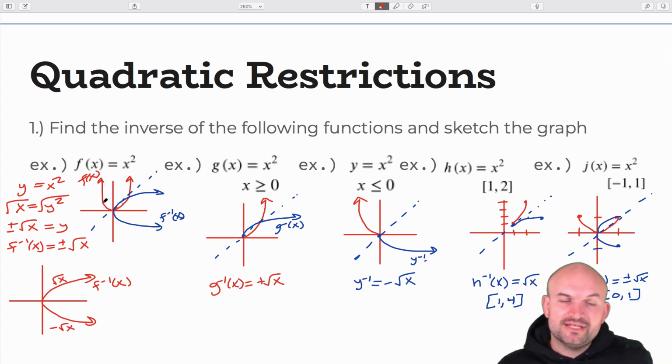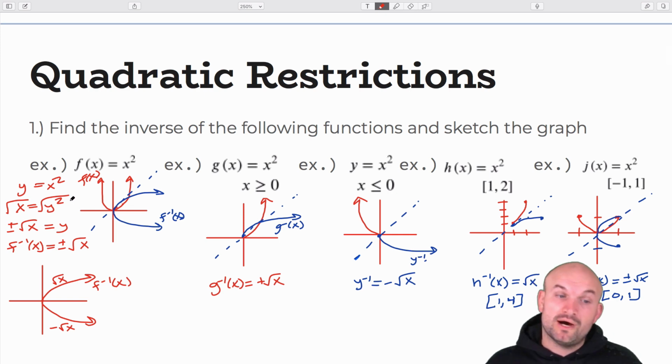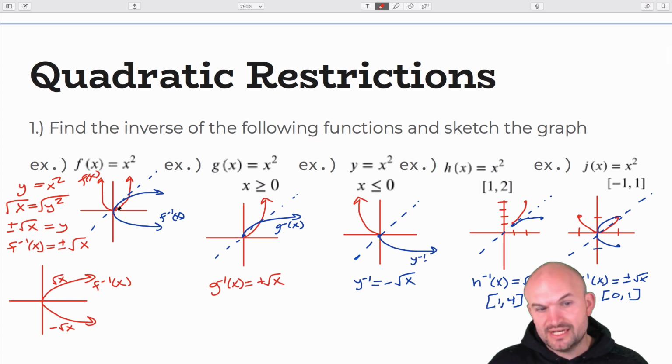The way that we could describe or understand that was: anytime a function is not one-to-one, basically it does not pass the horizontal line test, then its inverse is not going to be a function. So we just say it's not invertible. It does not have an inverse.